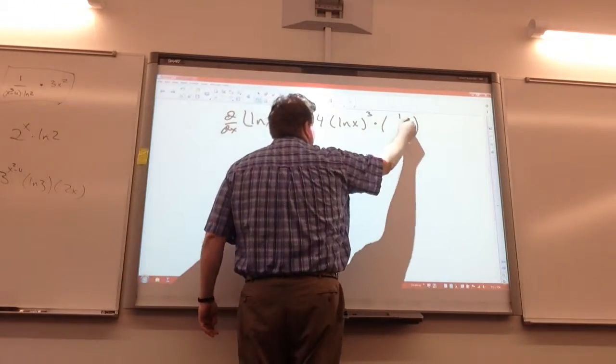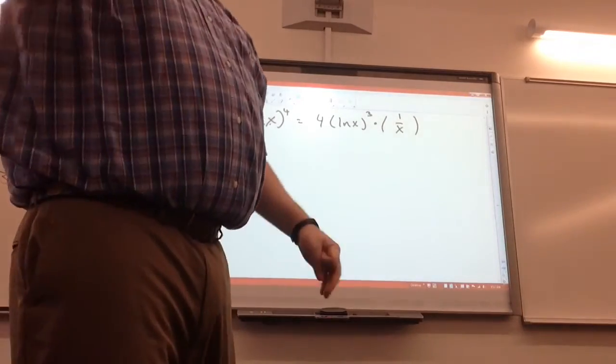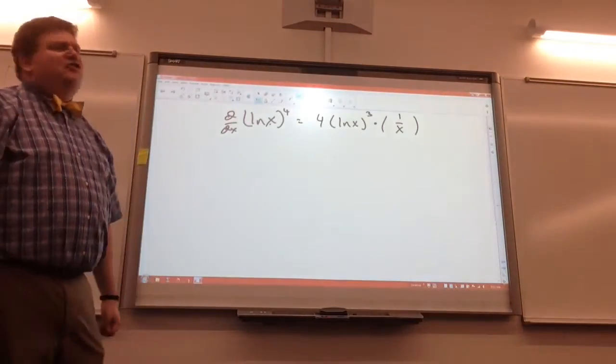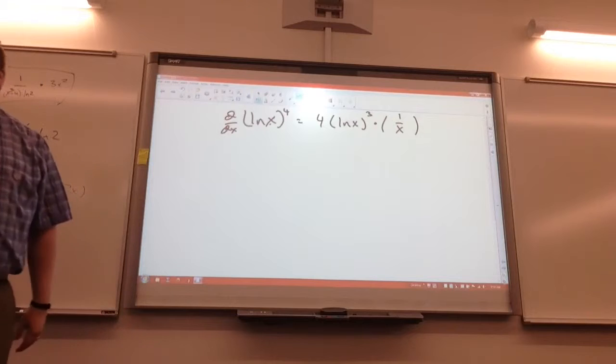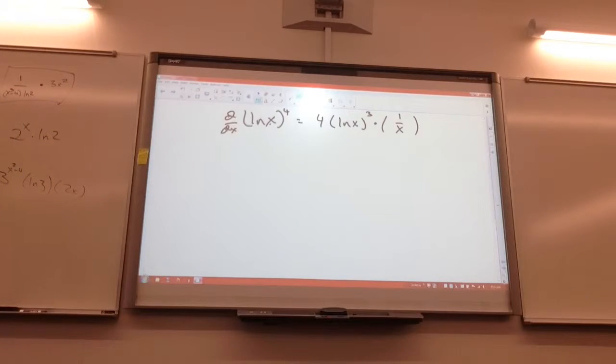Had that been something like 1 over x squared, then I'd do, again, a little chain rule on top of it. But since it's just 1 over x, I don't have to worry about going any further. So that's how that one would come out to be right there. That's about as tricky as they're going to get.